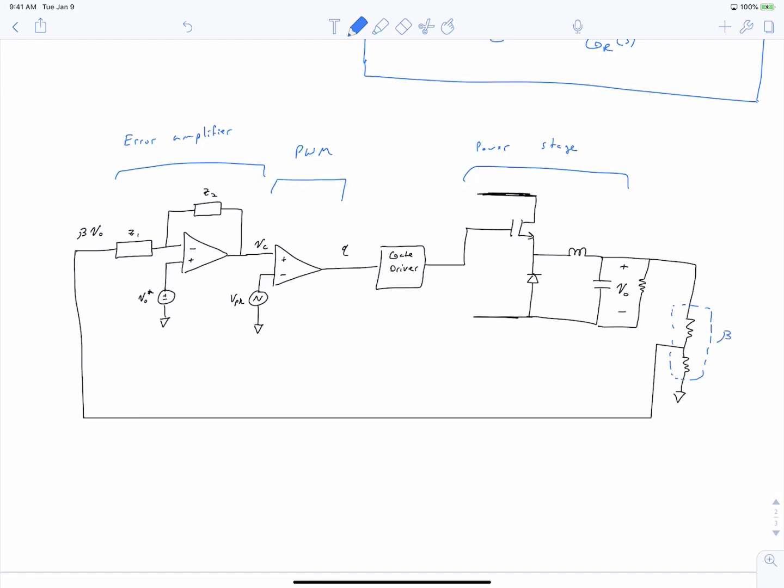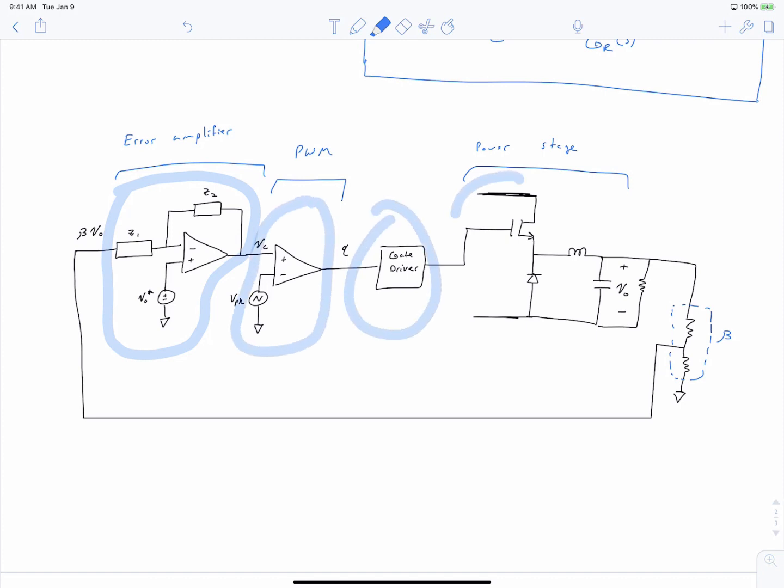And so this shows the complete picture of our regulator system. So we've got our error amplifier, we've got our pulse width modulation stage, we've got our gate driver. We have our power stage, which is our single pole double throw converter. We've got a load resistor. And then we have our measurement system over here.